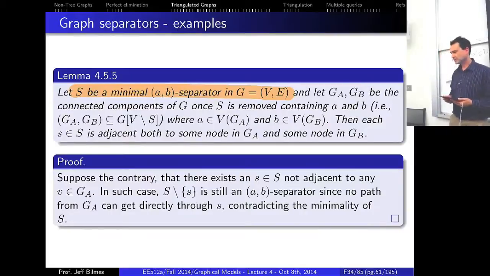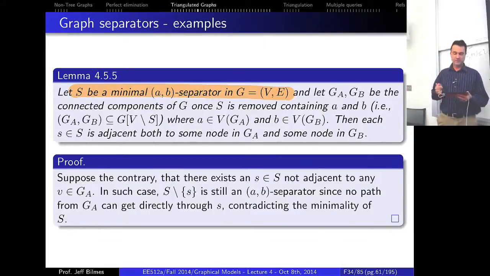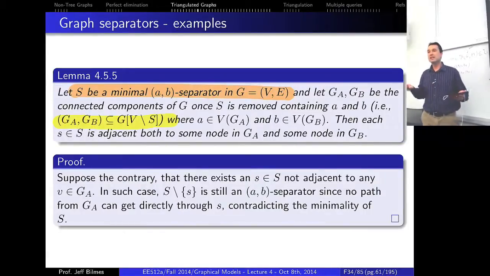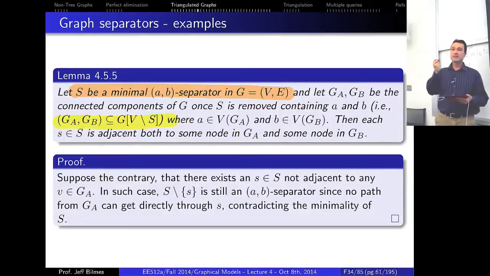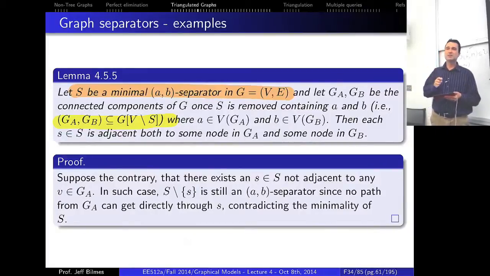So, therefore, it makes sense to name these subpieces of the graph, these connected components, GA and GB, to be the connected components of G once S is removed that contain A and B. So here we're sort of abusing notation. We're saying that these two connected components, GA and GB, are a subset of the set of pieces of the graph that S has shattered the graph into, which is notated G with V without any of S in it.